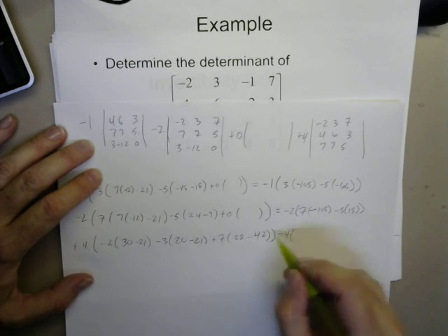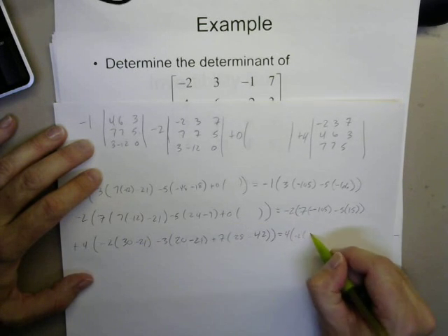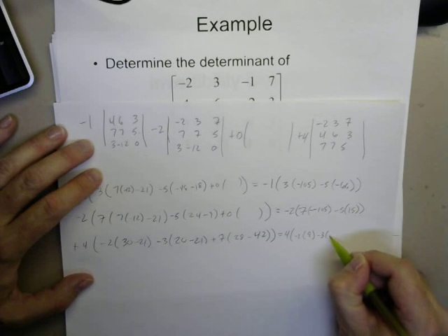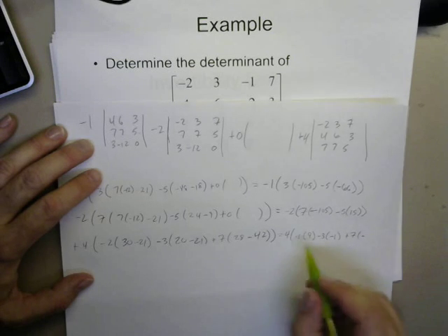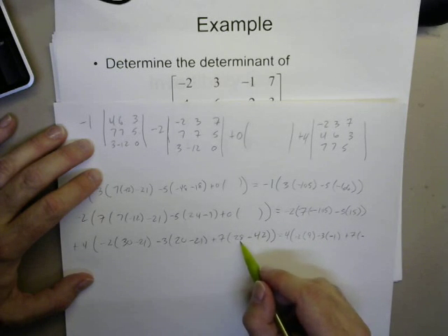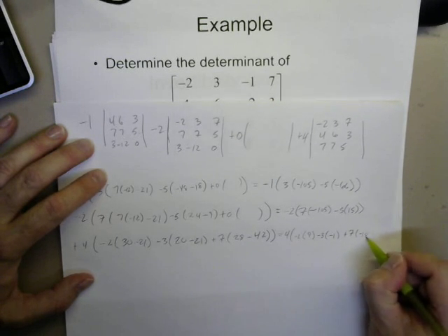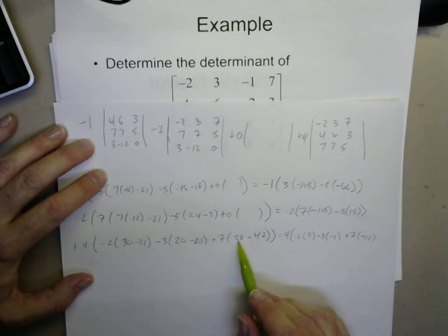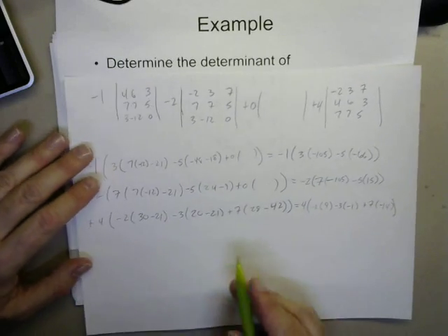And then you'll take 4 times, let's see, what's this going to be? Negative 2 times 9 minus 3 times negative 1 plus 7 times negative, yeah, it should be 14, I think, right? Okay. So then just go ahead and work that out further.